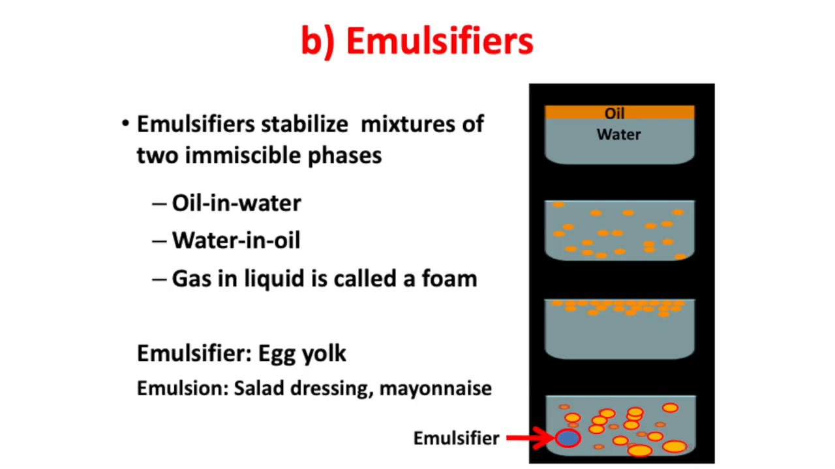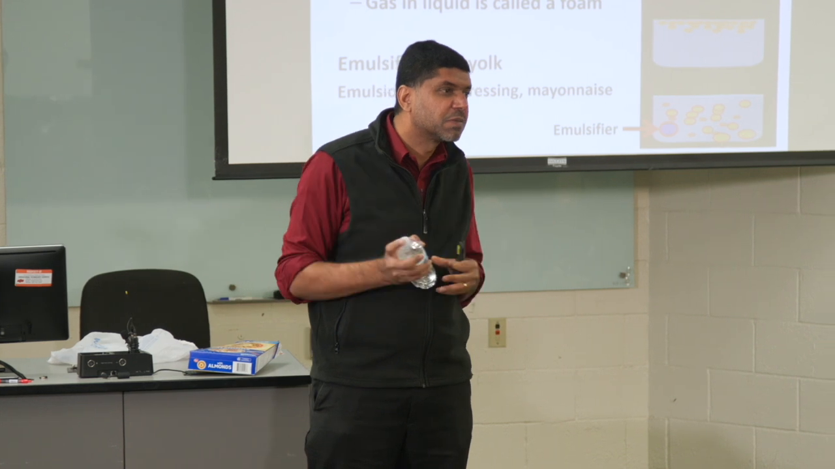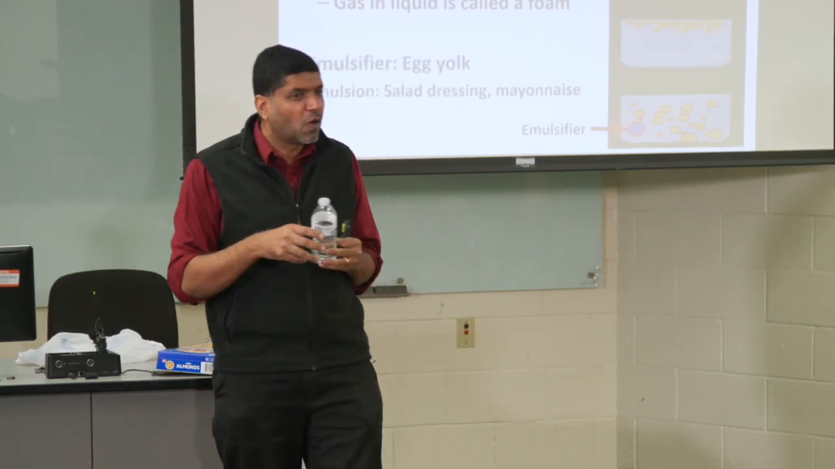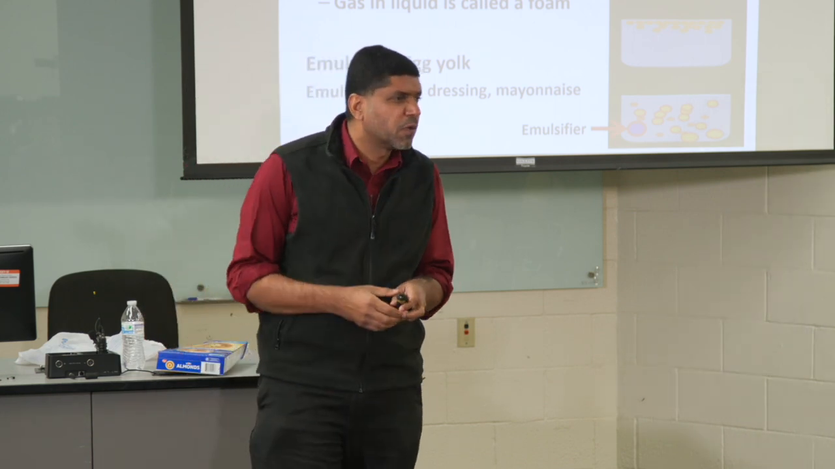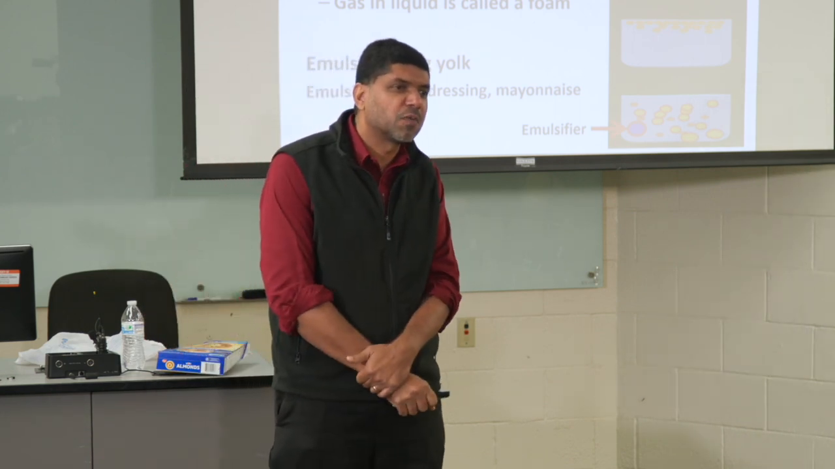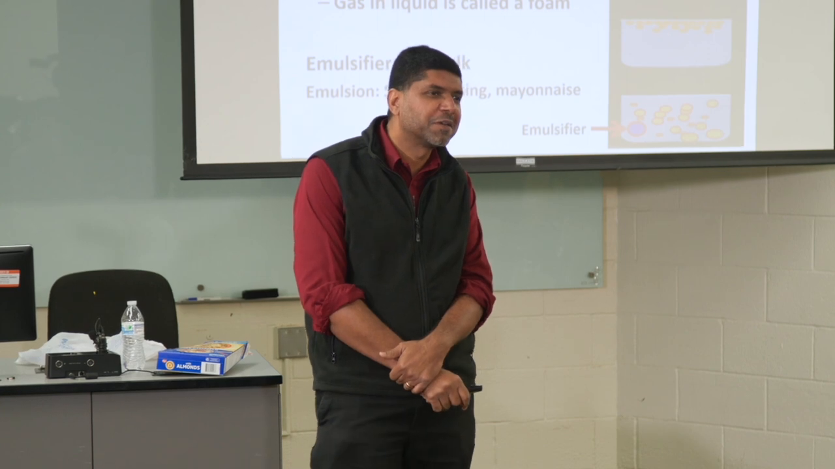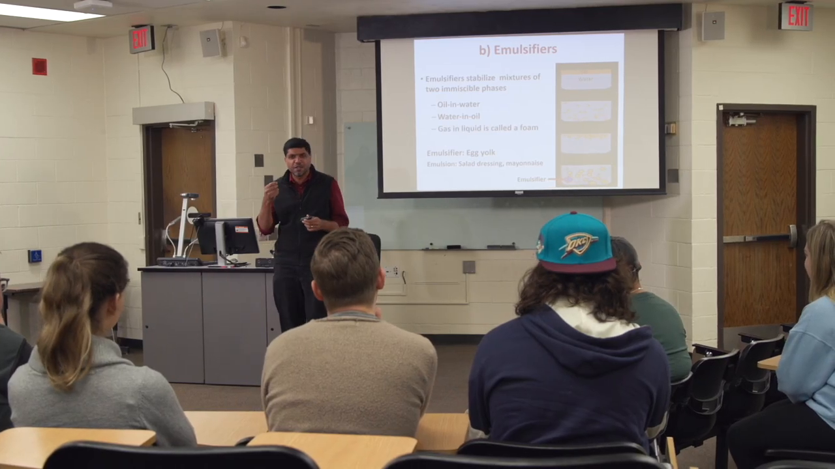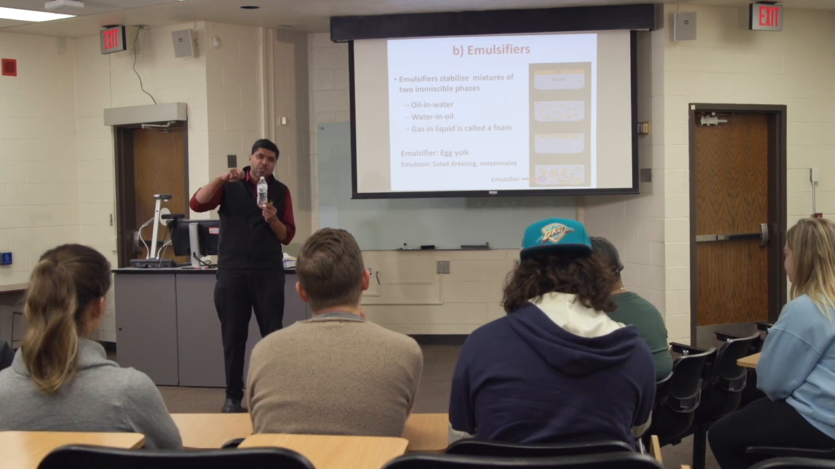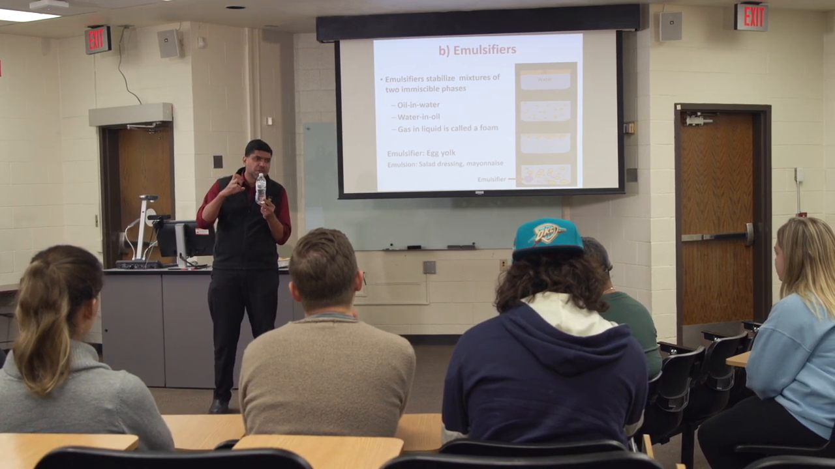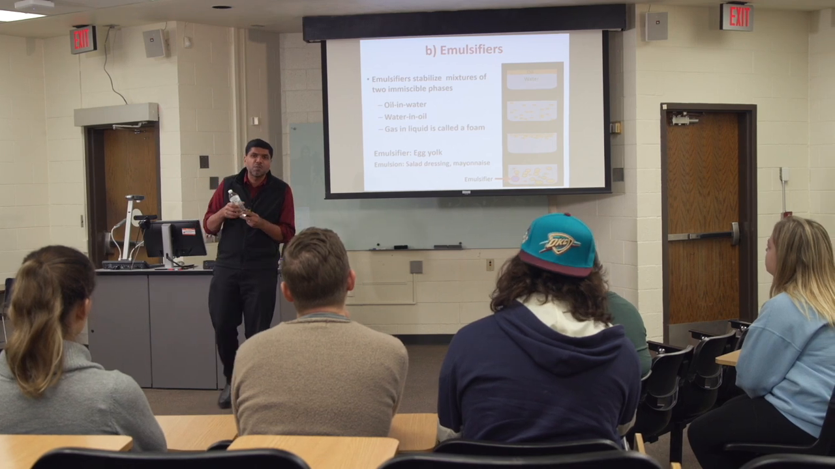Second one, emulsion. For example, you have oil. What happens if you add some oil in water? It separates. Water and oil never mix together. What about your favorite mayo? It has a ton of oil. Why is it not separating? So they add an ingredient to clump the two different phases together. Those are called emulsifiers.